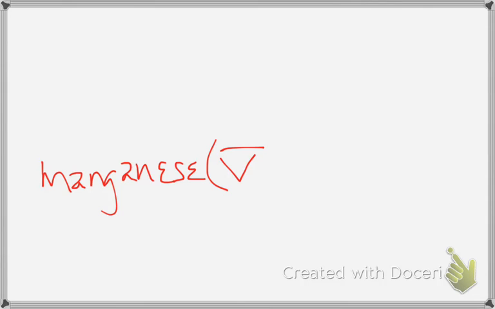Okay. So then let's work this going backwards. Give everybody a moment to write it down. This is manganese 5 nitrite.